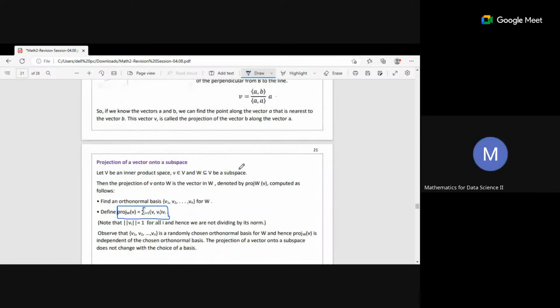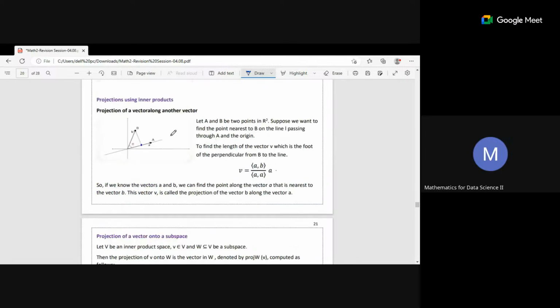See, projection of a vector onto a subspace means, for example, here a vector is projected along a line. Instead of this, suppose you are having a 3-dimensional space and you are having the XY plane, and this is some vector outside the XY plane, and you want to project it on the XY plane. For example, this is something like 1, 2, 1. Then here you will get 1, 2, 0. So this is the projection. In this case, it is simply the XY plane, so you easily know what the projection is.